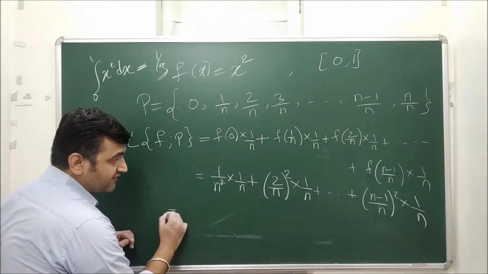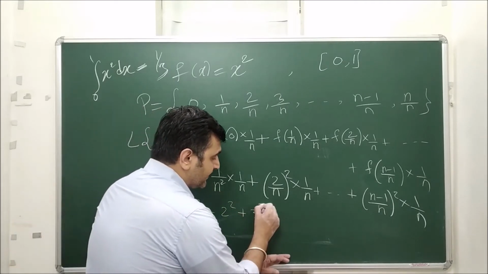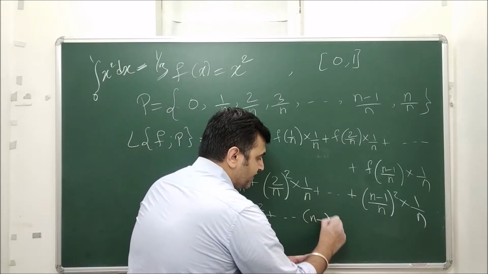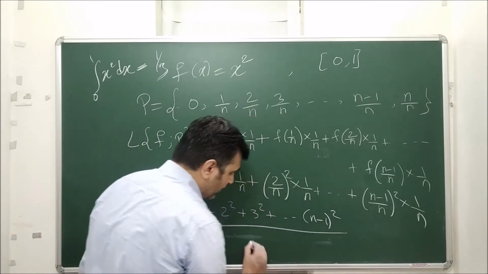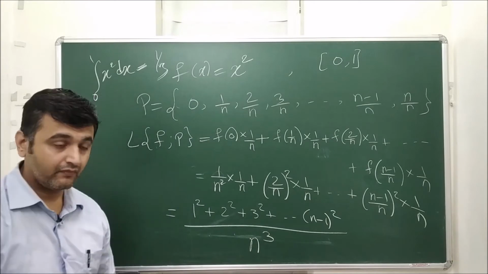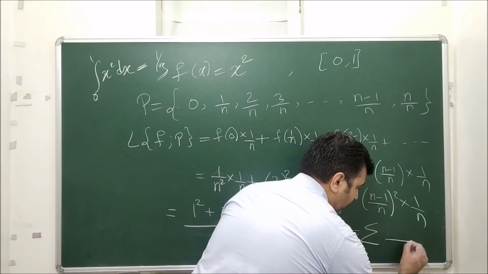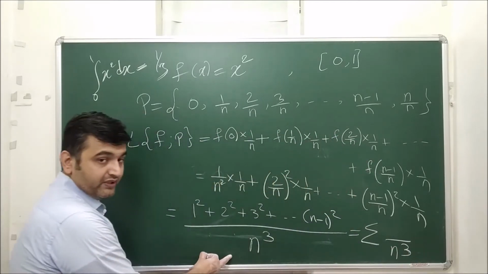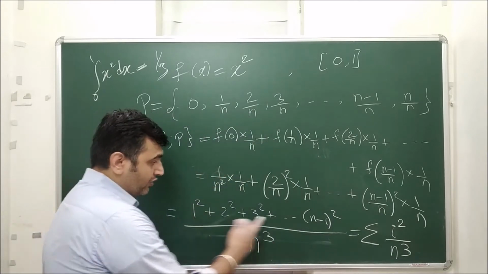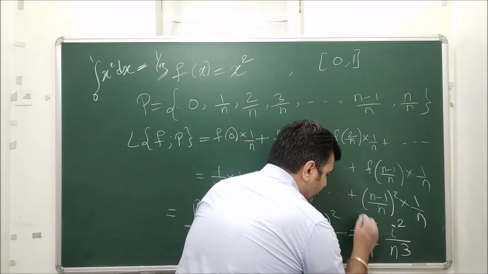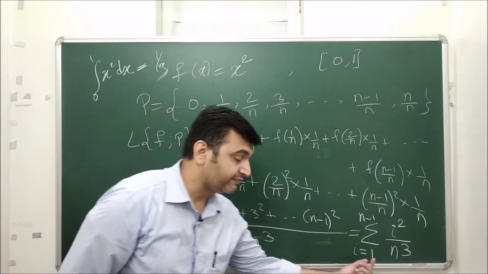Now you take out, what is this? If you observe, 1 square plus 2 square plus 3 square up to n minus 1 square, whole divided by n cube. And now if you want, you can write it in a nice way, which is nothing but summation divided by n cube, that is common. Your numerator is changing, so index it with i square, and your i is going from 1 to n minus 1. So this is what my LFP is.